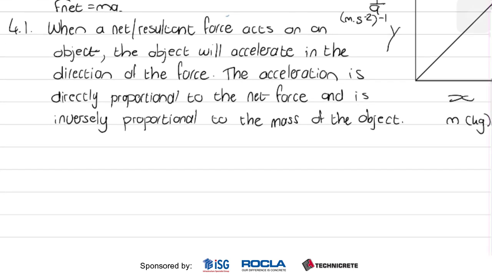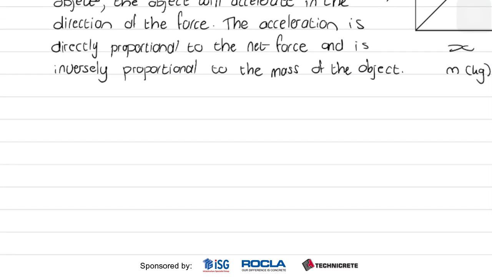And so it's quite a mouthful, but it's not a difficult law to understand. Newton's second law: when a net force acts on an object, the object will accelerate in the direction of the force. The acceleration will be directly proportional to the net force and will be inversely proportional to the mass of that object. All right, so that's our definition.